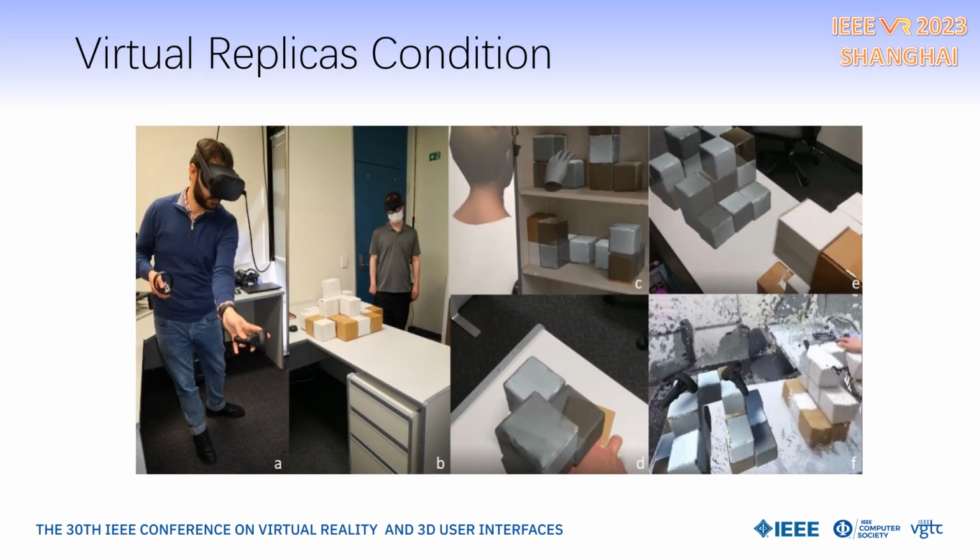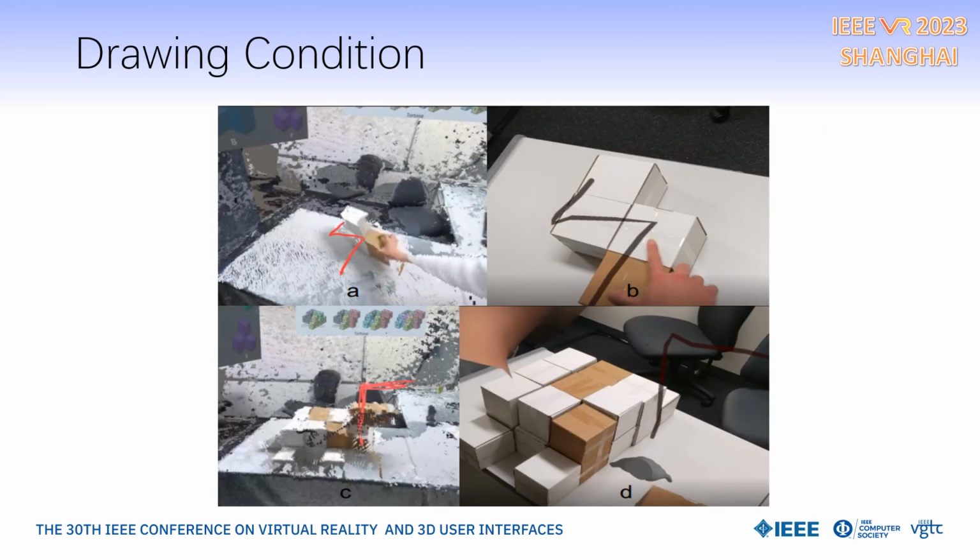This picture shows how the experiment of the virtual replicas manipulation condition was performed in our user study. This slide is about how the experiment of the 3D annotation joint condition was conducted.